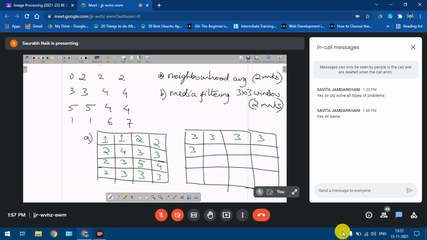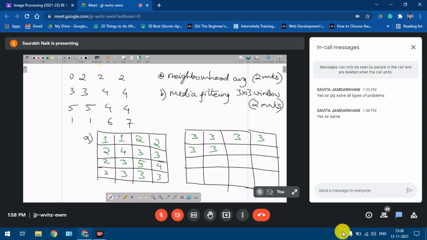For 1, 1, you have 0, 2, 2, 3, 3, 4, 4, 5, 5 as the sorted list. That is, this is your central pixel. So you have 1, 2, 3, 4, 5, 6, 7, 8, and 9 values. In sorted order, you will get 0, 2, 2, 3, 3, 4, 4, 5, 5. So that means your median will come as 2, 3, 4, 5, which is 3. So here also your output is 3.